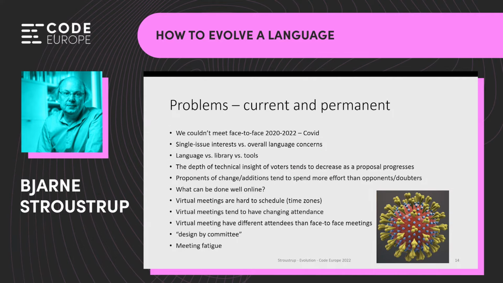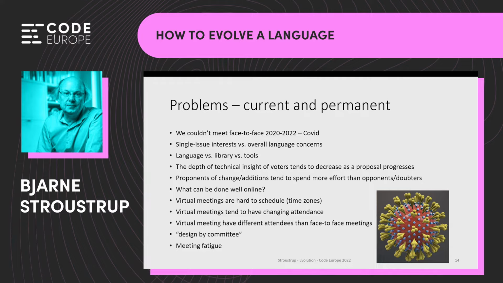Okay, so there's a lot of problems to do with keeping a large language on track, like COVID. Our ambition level for C++23 has had to come down a bit because, well, we couldn't meet, and there are things that are not done very well over the web. There's single issue interest. There's people who say, I want this one thing and I don't care about the rest of the language. In my opinion, that has to be stopped.